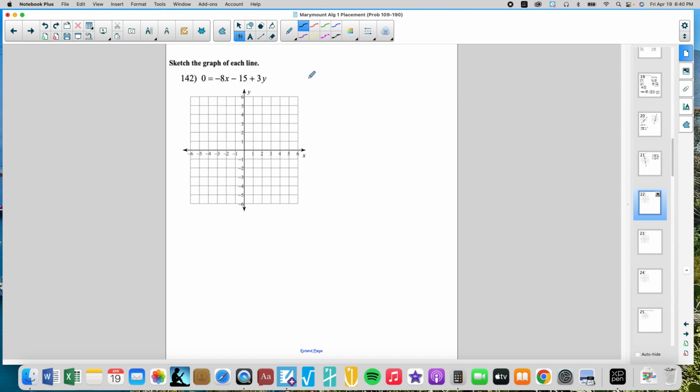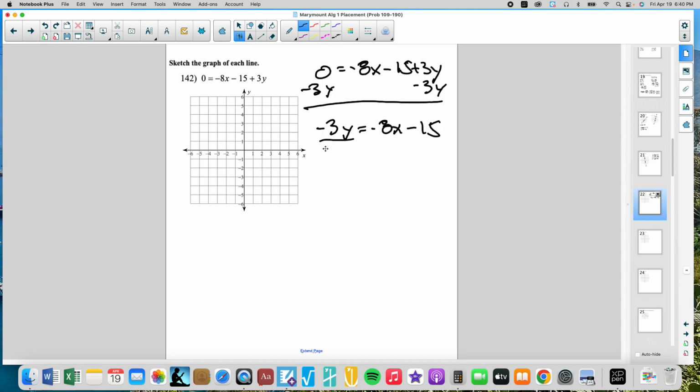This is not in any form. So let's put it in slope-intercept form. Let's solve for y. Let's minus 3y. So you get negative 3y equals negative 8x minus 15. We subtracted the 3y from both sides. Let's divide by negative 3. We're going to divide everything by negative 3. So we get y equals 8/3 positive, 2 negatives make a positive, plus 5.